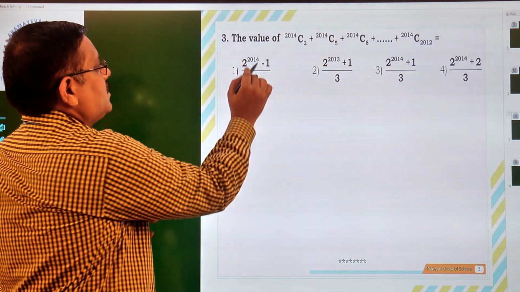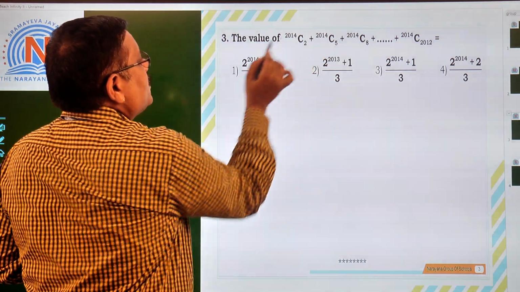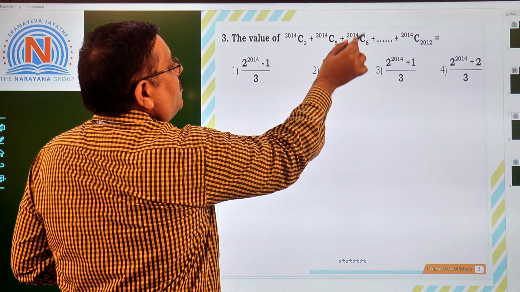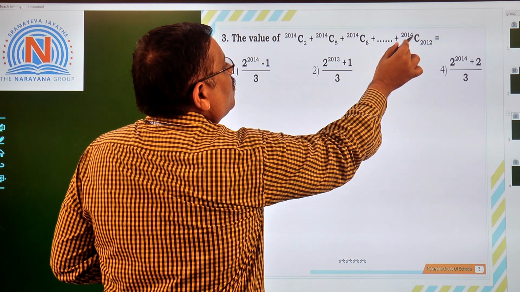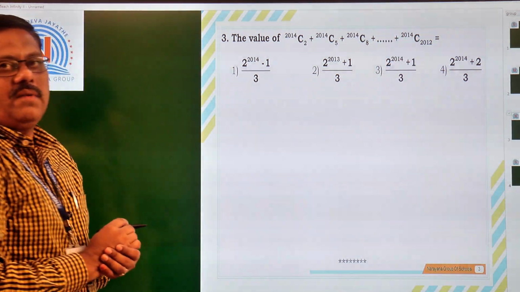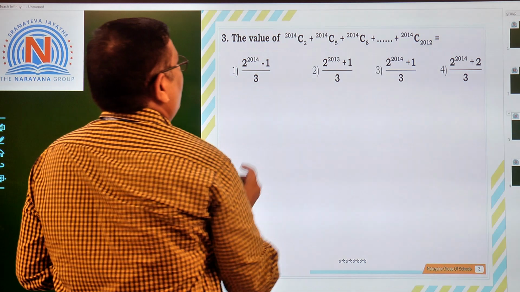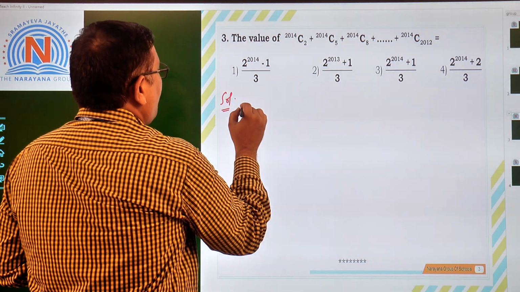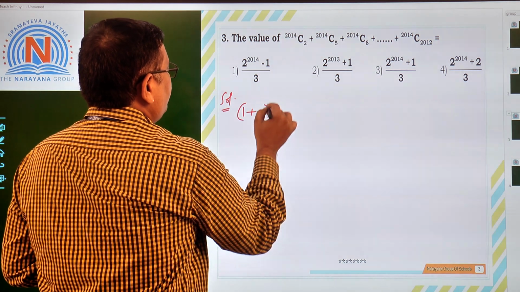The next question is the value of 2014 C2 plus 2014 C5 plus 2014 C8 plus so on plus 2014 C2012 is. Okay, now solution, let us start. Let me take 1 plus x whole power n.